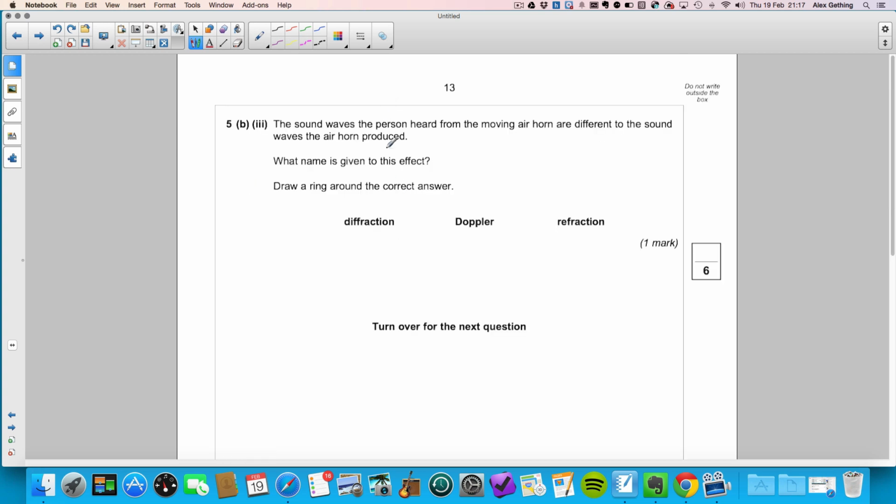The sound waves the person heard from the moving air horn are different to the sound waves the air horn produced. What is the name given to this effect? And draw a ring on the correct answer. So they call this the Doppler Effect, and I'm sure you've heard this not just in school but in real life as an ambulance or a police car drives past at a rate of knots and you can hear that sound change. Okay, we call that the Doppler Effect.